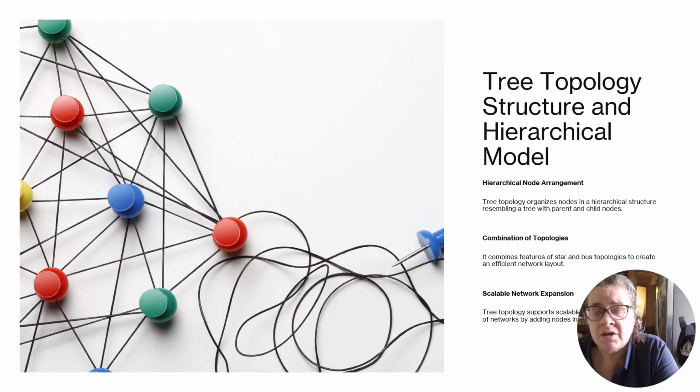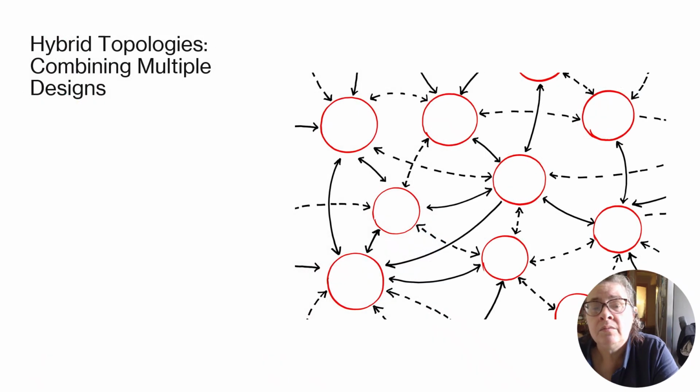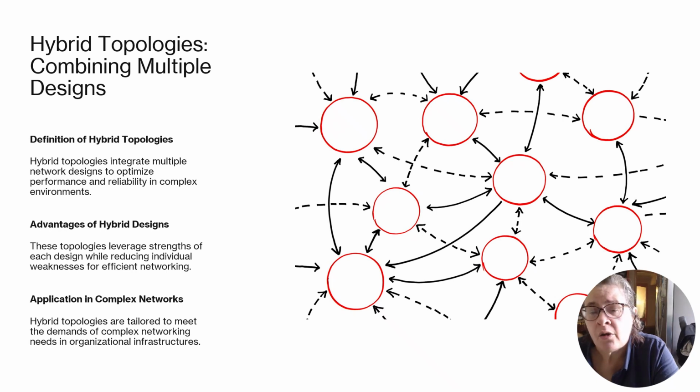Tree topology arranges nodes in a hierarchy resembling a tree, combining star and bus topologies. It supports scalable, organized expansion of networks. Hybrid topologies blend two or more topologies, leveraging their strengths while mitigating weaknesses, tailored for complex networking needs. And look, a lot of people do use hybrid, quite honestly, because you're going to need different things for different areas of your network. All right. And that's just reality. And cost will come into it, and setting up will come into it too.